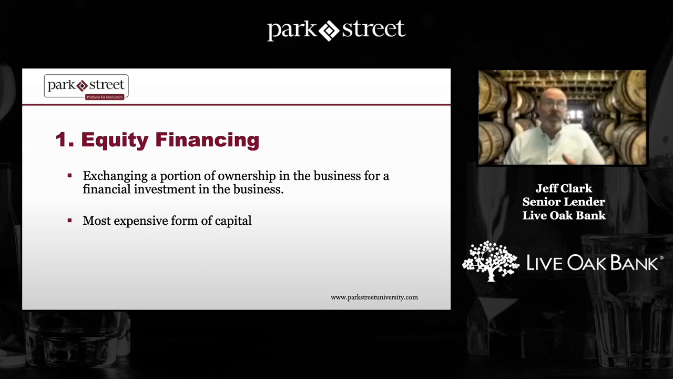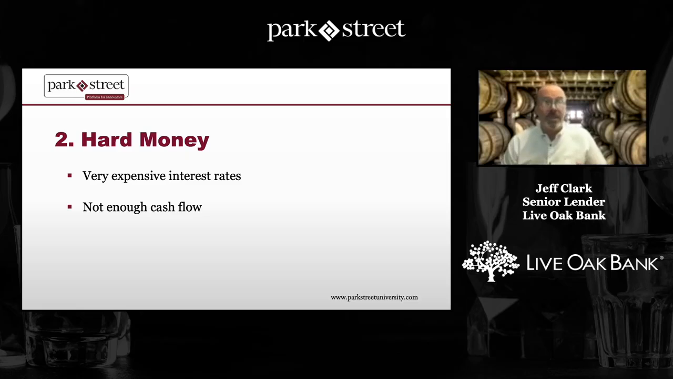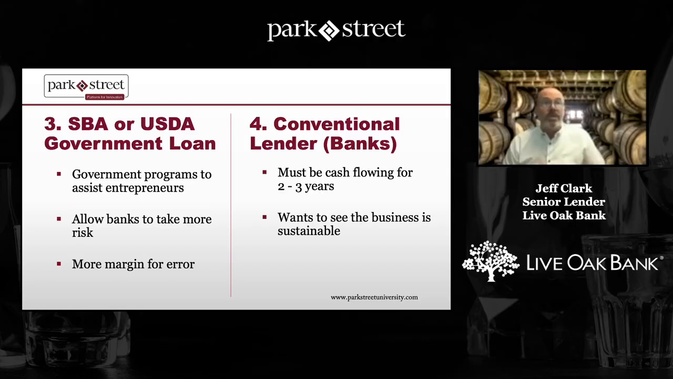But equity is usually the only thing available to a startup company because you're not cash flowing and banks require cash flow. The next type of capital would be what we call hard money, or just very expensive interest rates, where they say, hey, look, you're not cash flowing and there's a good chance you'll default on this loan. So we need to earn sometimes double-digit interest rates in this low interest rate environment. The third asset category would be an SBA loan or possibly a USDA loan. And what that is, a conventional lender, which would be your fourth type of capital.